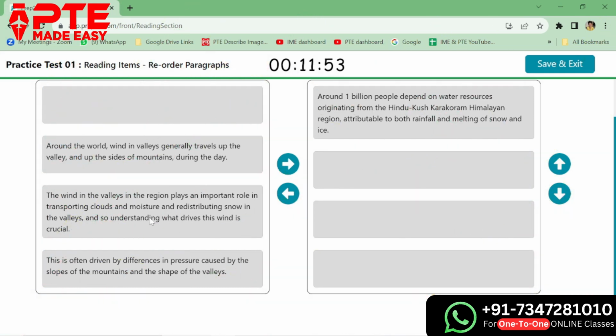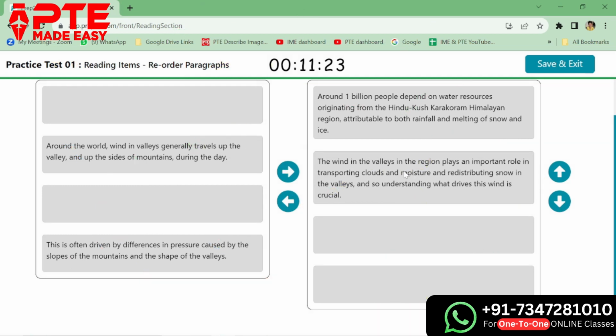The wind in the valleys in the region plays an important role in transporting clouds and this. So the next sentence is going to be: the wind in the valleys in the region plays an important role in transporting clouds and moisture and redistributing snow in the valley. So understanding what drives this wind is crucial. So they were talking about snow and ice here. Now they are referring back to that snow. That's why this is going to be the second sentence. Now, third, what will be the third sentence here?